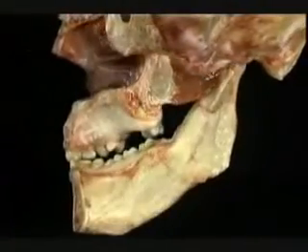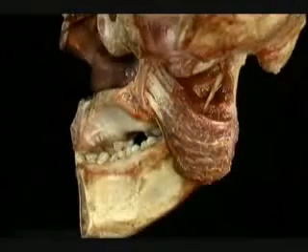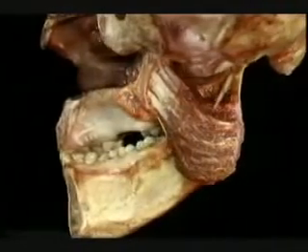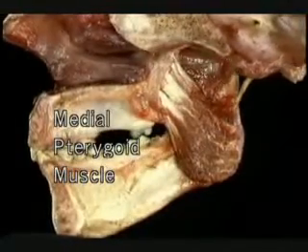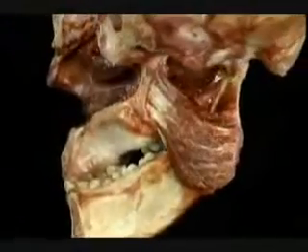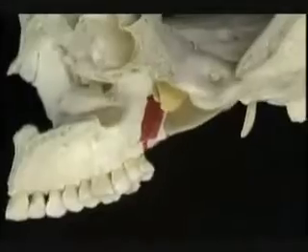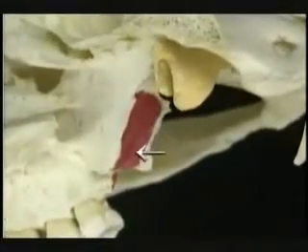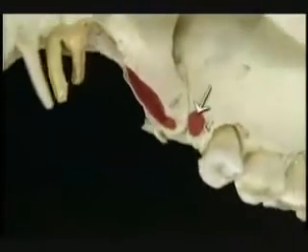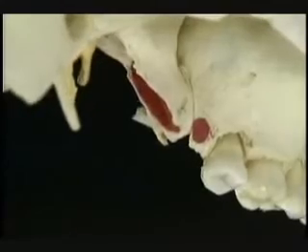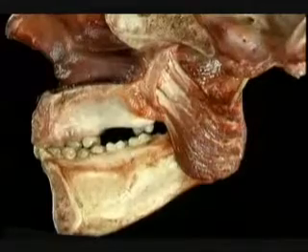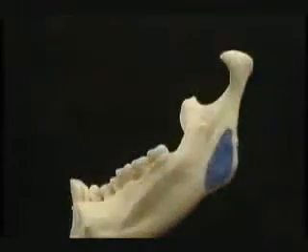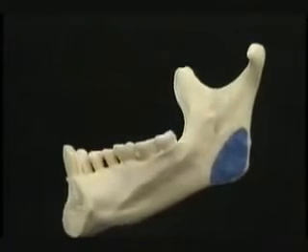Now that we've seen the lateral pterygoid, we'll add the medial pterygoid muscle to the picture. The medial pterygoid muscle is larger than the lateral pterygoid and runs in a quite different direction. The medial pterygoid muscle arises from both the pterygoid plates, the medial aspect of the lateral one and the lateral aspect of the medial one, also from this corner of the maxilla, the tuber. The fibers of the medial pterygoid muscle run downwards, backwards, and laterally. They insert here along the inner aspect of the angle of the mandible.